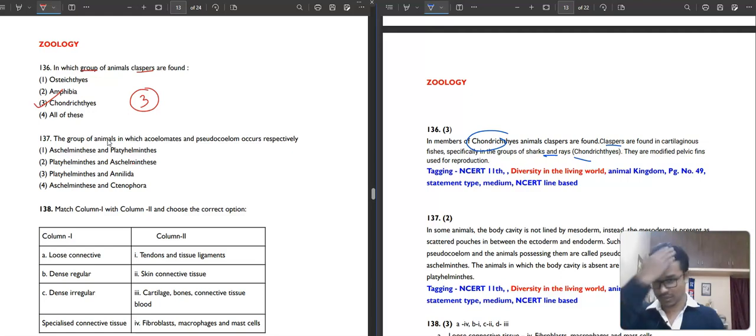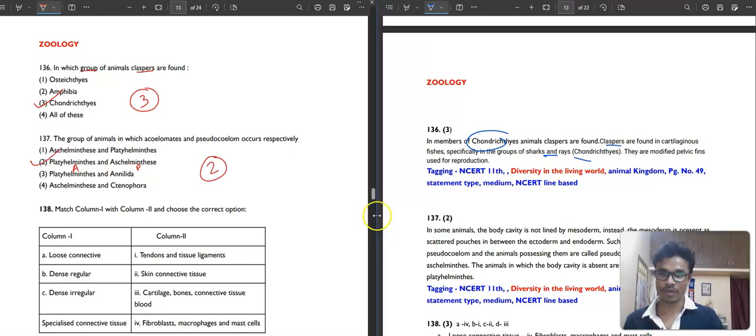Then moving to the next question, it is asking about the group of animals in which acoelomates and pseudocoelomates occur respectively. So Aschelminthes and Platyhelminthes. Platyhelminthes are acoelomate and Aschelminthes are pseudocoelomate. Then from Annelida onwards they have a coelom. So the second option will be your correct answer.